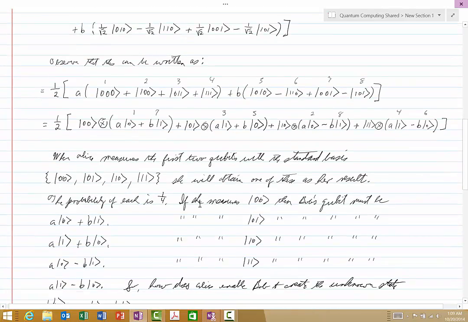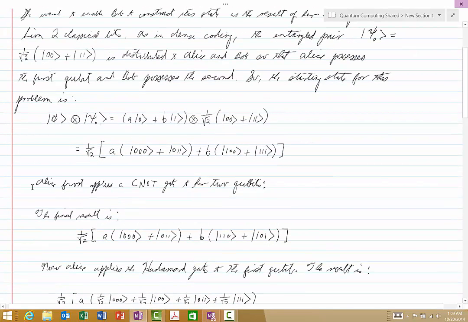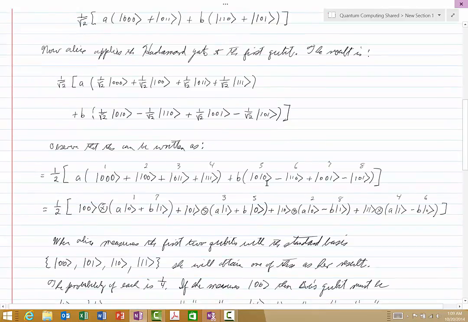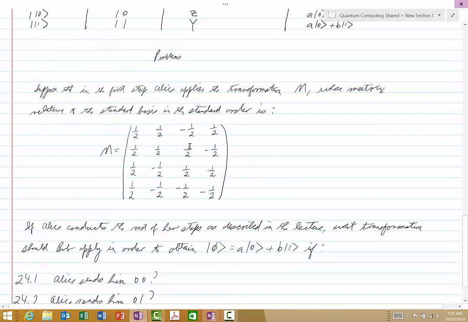Now in this problem, we are suggesting just one change, and it's at the very first step. Instead of applying the C0 gate to her 2 qubits, she will apply this M transformation. Now the M transformation is given as a matrix here, and this is the matrix of that transformation relative to the standard basis in the standard order.